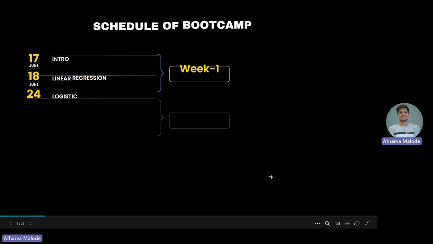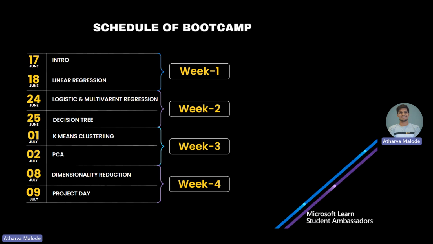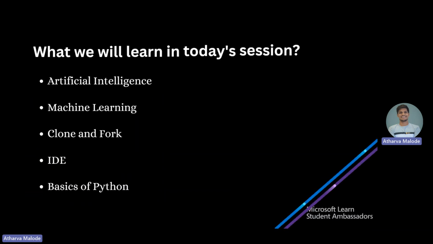First of all, we looked over the entire schedule of the boot camp. It would start with an introduction, as today we did. Tomorrow we will be having linear regression. In week 2, we will look towards logistic regression and decision trees. In week 3, we will look towards K-means clustering, which is an unsupervised learning model, and PCA, principal component analysis. Then we will also have a look at dimensionality reduction to handle large data sets, and how to remove unnecessary stuff from that.